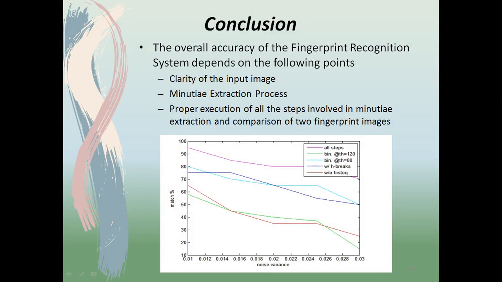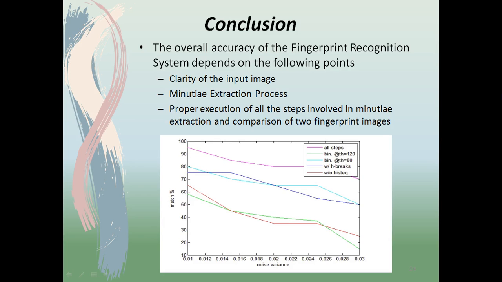So the overall conclusion I could draw is that the whole system depends on three criteria. One is the clarity of the input image, one is the whole minutia extraction process, and one is the exact proper execution of all the stages involved. You can see in the graph that when we have all the steps, we have higher accuracy. When we tweak the algorithm with different steps and without different steps, for example, without histogram equalization, you can see it's reduced.